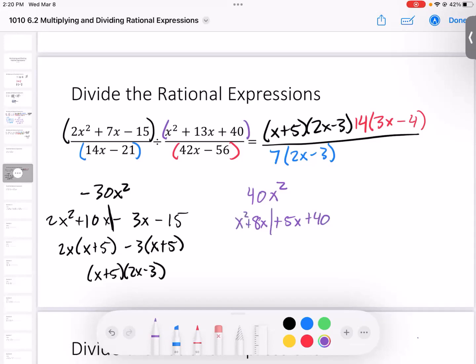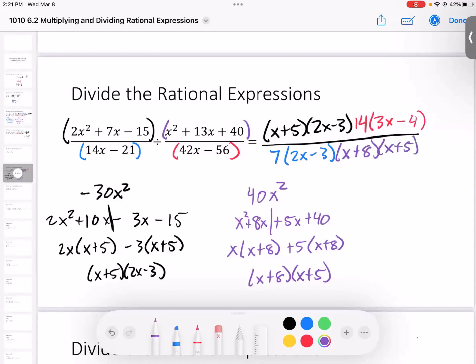So then I can split that into two groups, have an x in common, and that leaves x plus 8. In the second group, I have a 5 in common, which also came from multiplying 40 times x squared for the trinomial trick. Yep. And then I'll pull out that common x plus 8 and x plus 5. And that's the factored form for that polynomial. And again, notice that this bottom part came from zigzag multiplying.